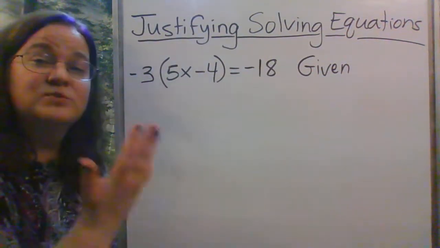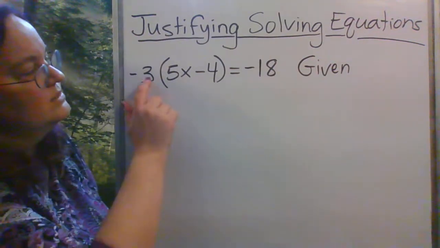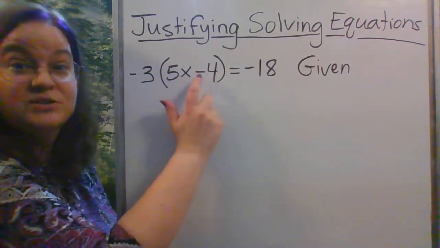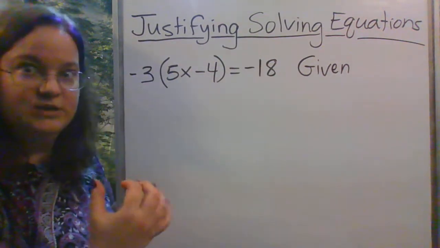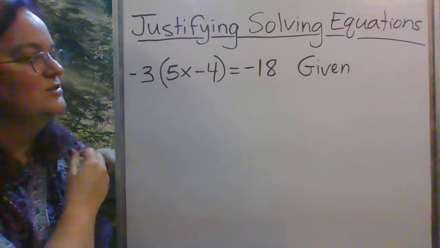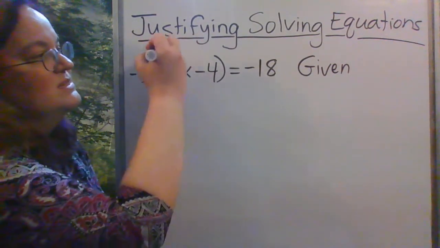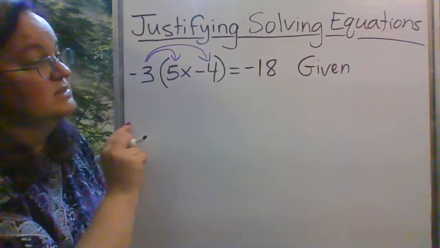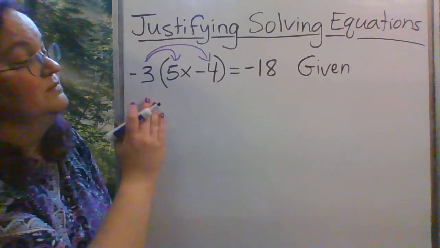When I'm looking at this, what would I do first? How would I solve this? Well, I see 3 and then parentheses, and there's a subtraction problem inside. You should be thinking, hey, that looks like the distributive property. So of course I'm going to use the distributive property. I do -3 times this and -3 times this, and I distribute that -3.